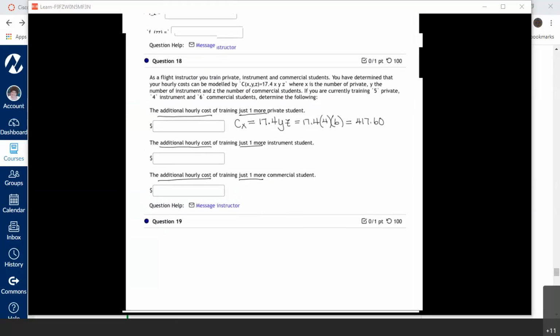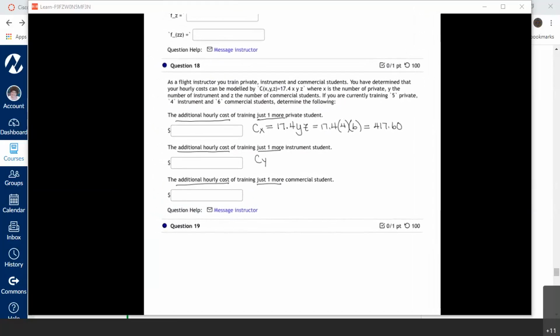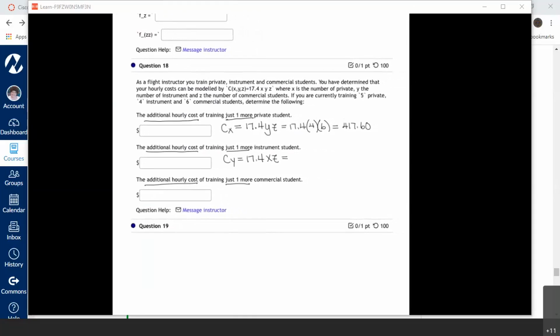The others are exactly the same, except the derivatives are different. This is a really easy function to differentiate. Now I'm choosing Y as the variable that I'm differentiating with respect to. So the X and the Z, and of course the 17.4, come across as coefficients. And likewise, I'm going to evaluate them, plugging in a 5 for X and 6 for Z. This gives me 522 even. So it costs me $522 to train one more instrument student.